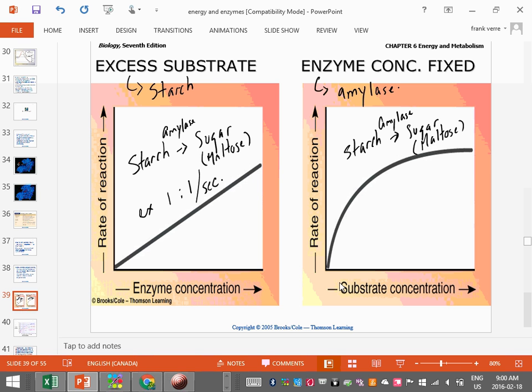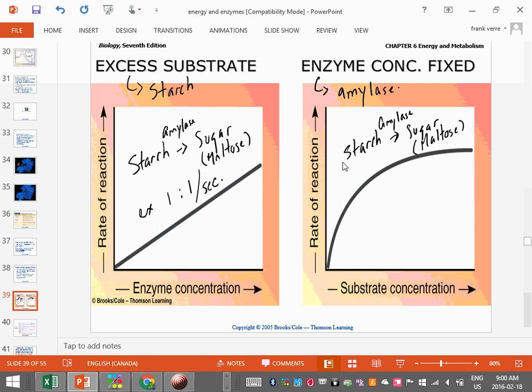Second one over here, my performance or my rate will go up if I add more substrate. So the enzyme is amylase, the substrate is the starch. The substrate is what the enzyme works on. So what happens is, I have a little bit of starch, I have a lot of enzymes, I make a little bit of sugar, because I only have a little bit of starch.